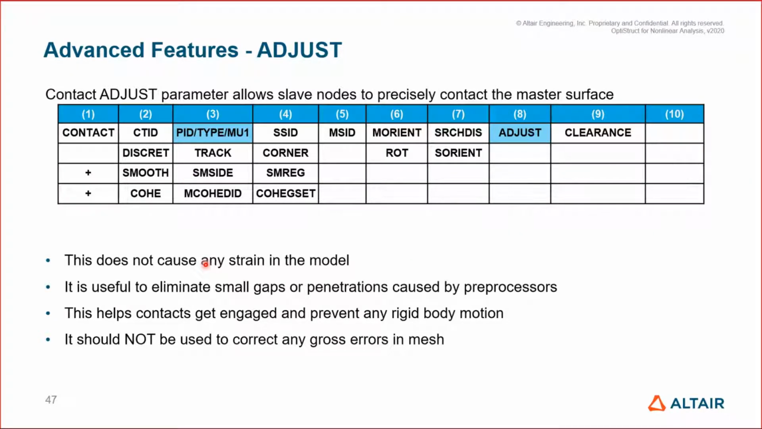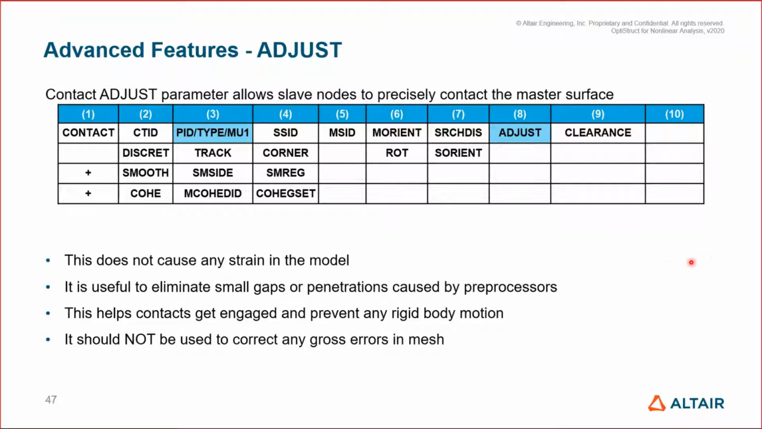you have initial penetration. Okay, so adjust is going to help you, as the name suggests, adjust back your position. Okay, if there's a small gap you want to adjust, you can also use adjust. Means that the two surfaces are supposed to be in contact from the very beginning, but your actual mesh doesn't have contact with each other.